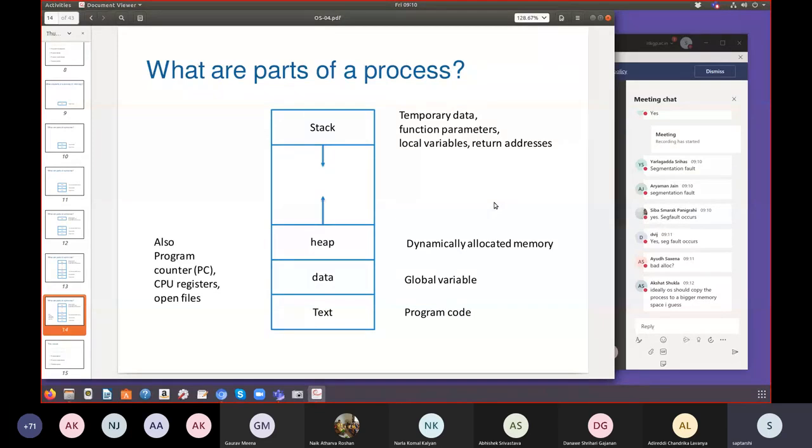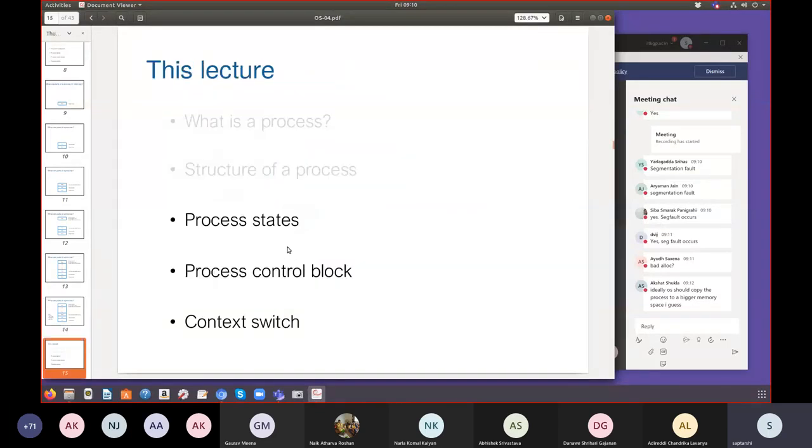Okay. So let's go ahead with the next topic, which is process states. Okay.